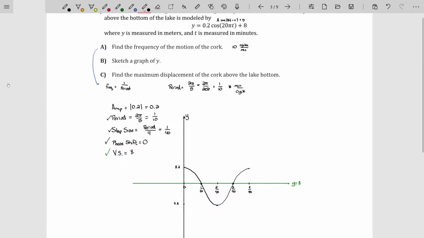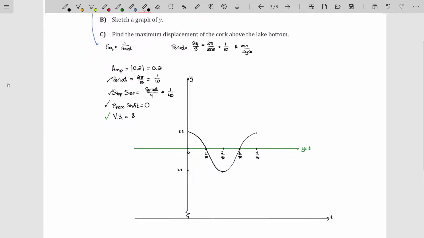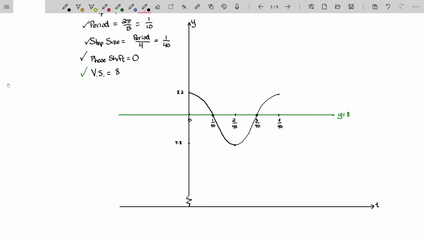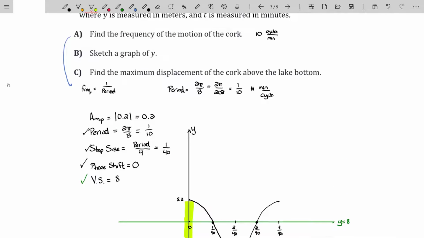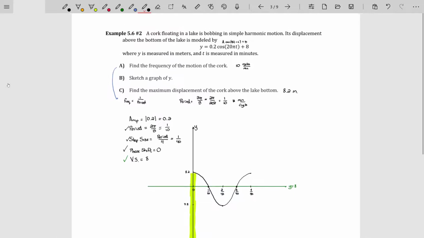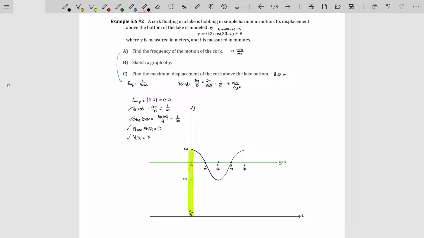Let's see what else we need to do. Find the maximum displacement of the cork above the lake bottom. Well, the maximum displacement, like what's the furthest it will get away from the lake bottom? Well, that's 8.2 meters. We can easily see that. So that would be the answer to that last question, 8.2. Again, that's in meters. So we have successfully gone through and done a full, simple harmonic motion problem.